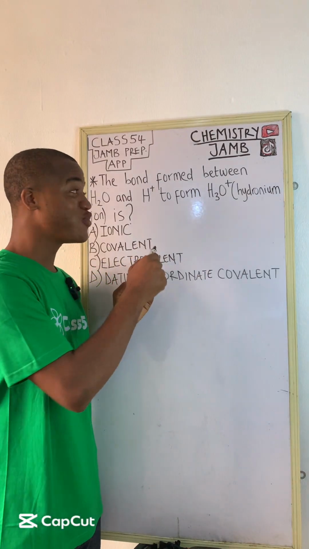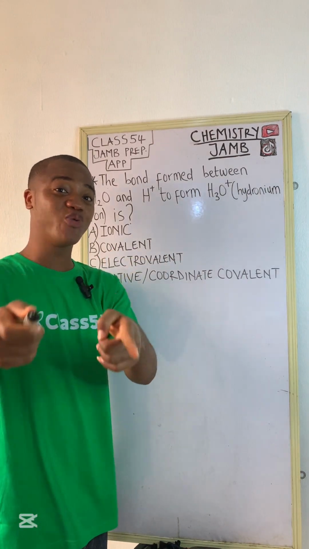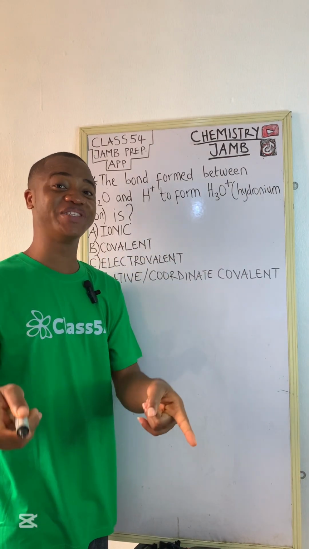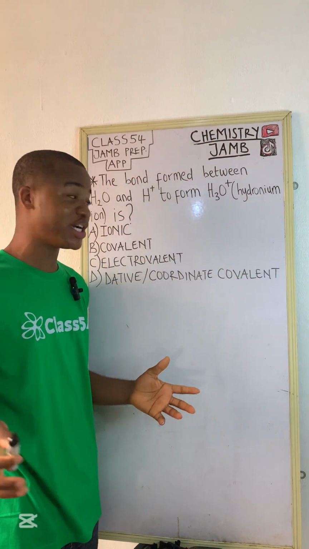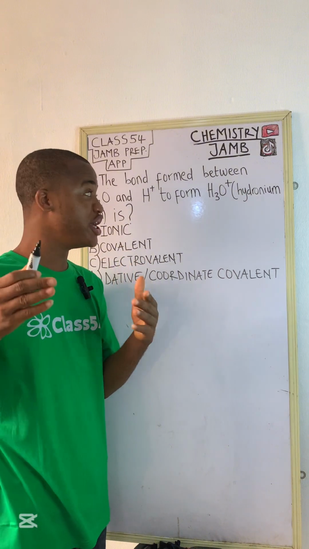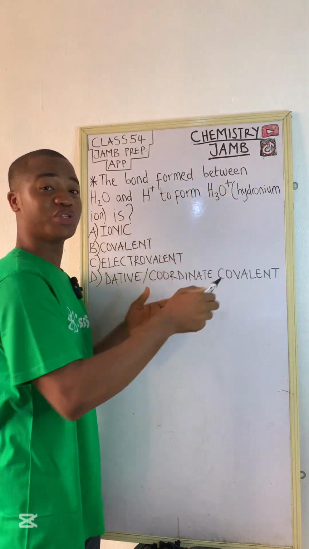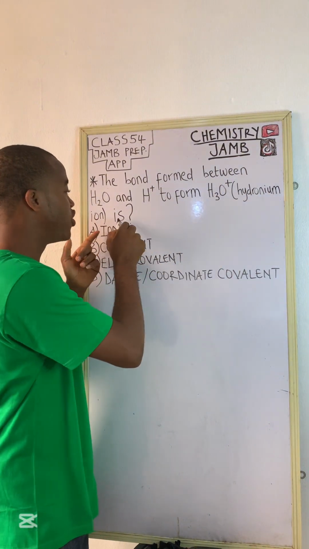Say you see this kind of simple question in your chemistry JAMB exam. How will you solve it? It is very simple. Let us solve it together. The question says the bond formed between H2O, which is water, and H+, which is hydrogen ion, to form H3O+, which is also known as hydronium ion, is.